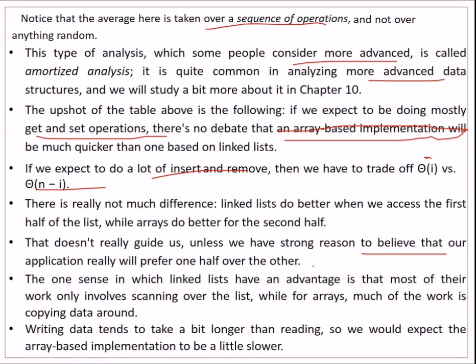One sense in which linked lists have an advantage over arrays is that most of their work only involves scanning over the list, while for arrays, much of the work is copying data around. This copying is actually the overhead. Writing data tends to take a bit longer than reading, so we could expect that an array-based implementation is a bit slower than a linked list implementation.